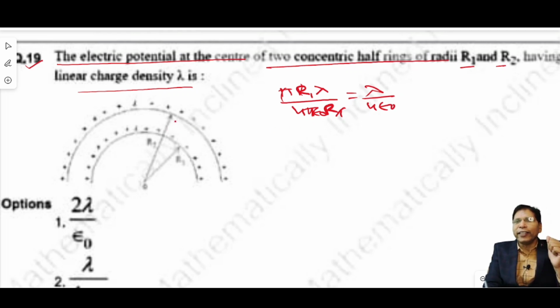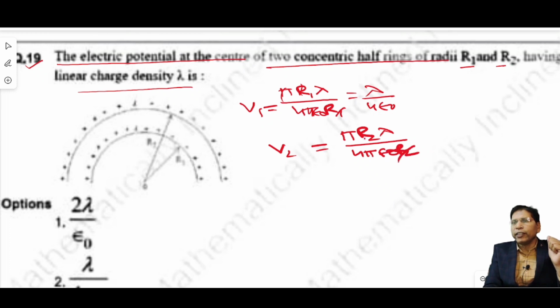In the same way, this is the potential V1. Now the potential due to the outer ring is the charge pi into R2 into lambda divided by 4 pi epsilon naught into R2. Now pi cancels out and R2 cancels out. Therefore, this is lambda by 4 epsilon naught. Now the total potential is this plus this, so this is lambda by 2 epsilon naught. So option 4 is correct.